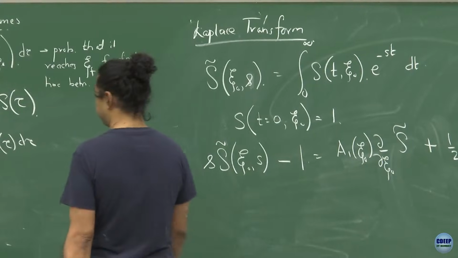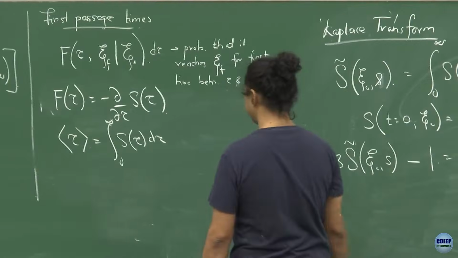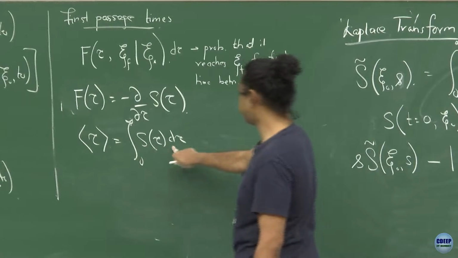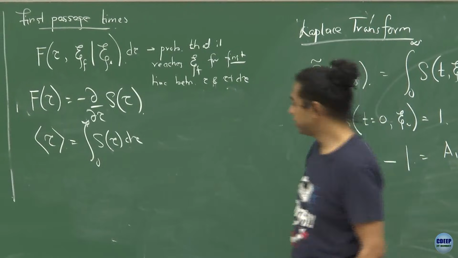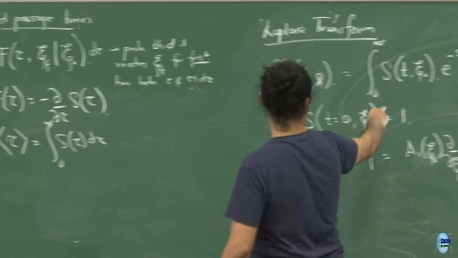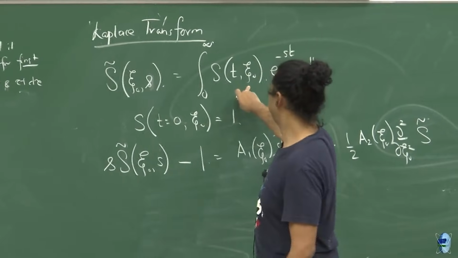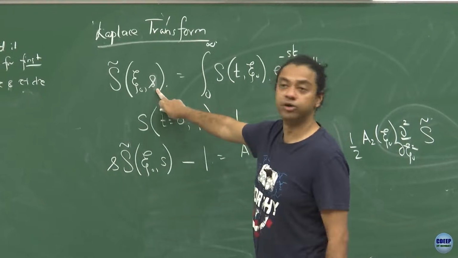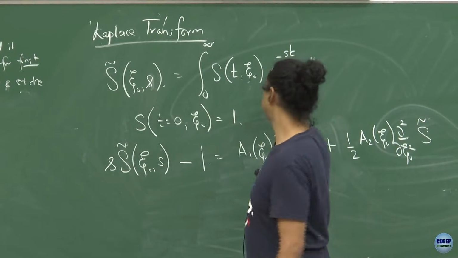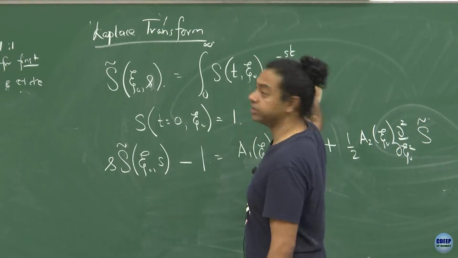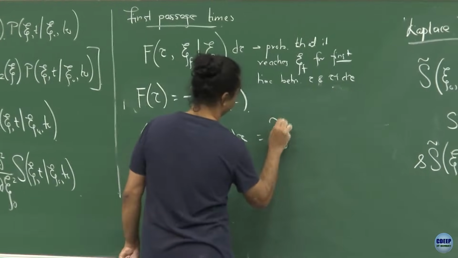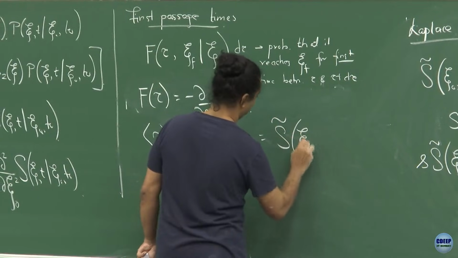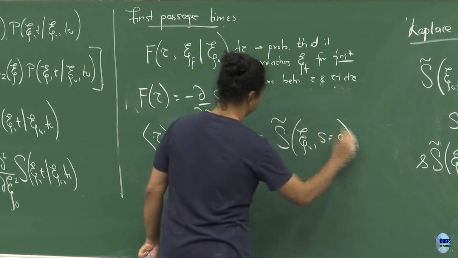Now note that if I want the mean first passage time, this is the integral of S dt, which is nothing but my Laplace transform at s equal to 0, because e to the power of 0 is 1. So the mean first passage time is nothing but my Laplace transform at s equal to 0.